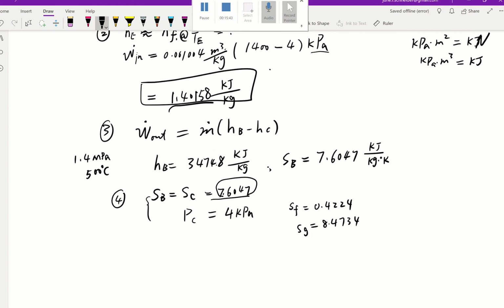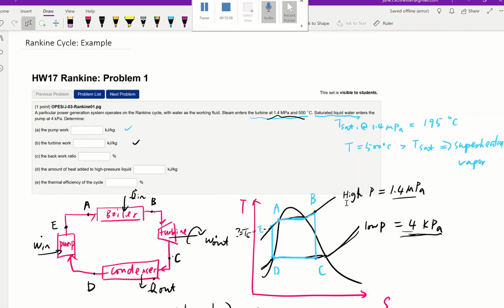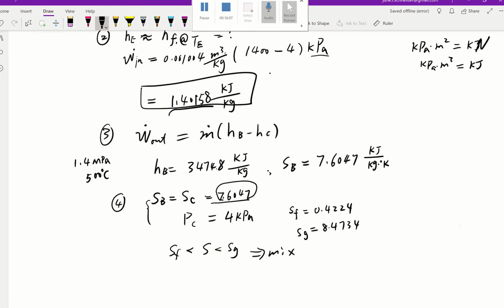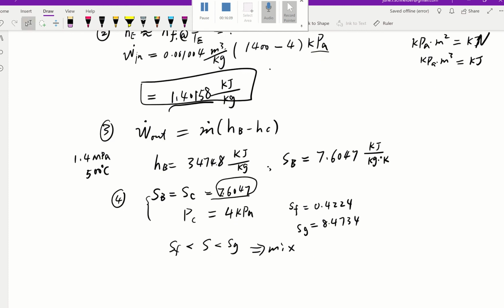So our entropy is in between those two values, so we know it is a mixture. Not only that, you actually already drew it that way in your TS diagram, because C is located in this dome. That's going to be a mix, right? In that situation, what do we want to find out, by the way? We want to find out HC.